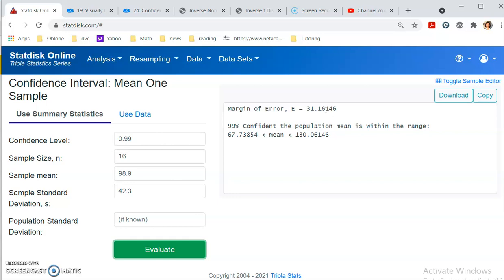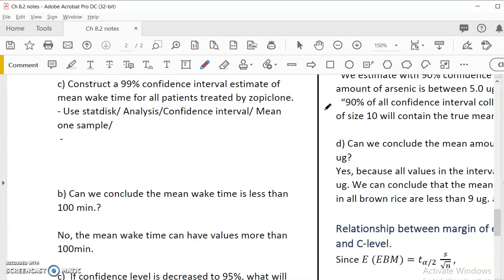So the mean wake time for all patients is from 67.74 minutes up to 130.06 minutes. Because the standard deviation is really big, the margin of error is 31.16 minutes. The mean would be from 67.74 minutes up to the upper limit of 130.06 minutes, at 99% confidence level.